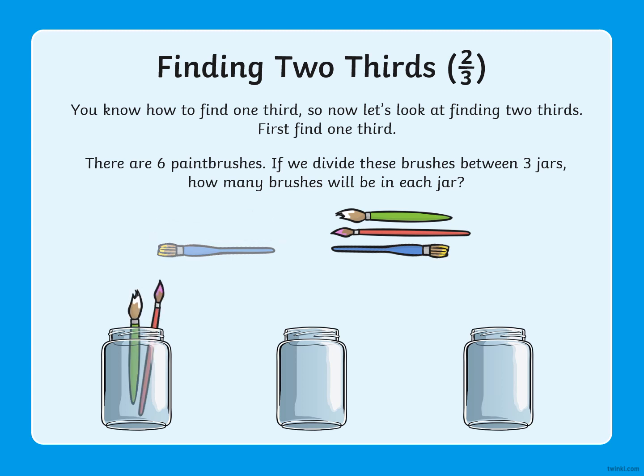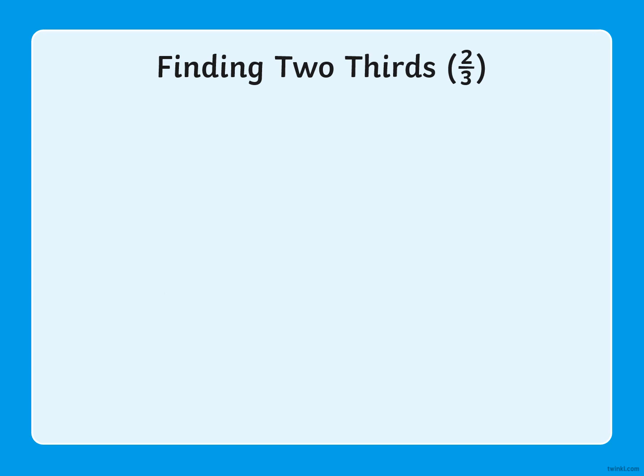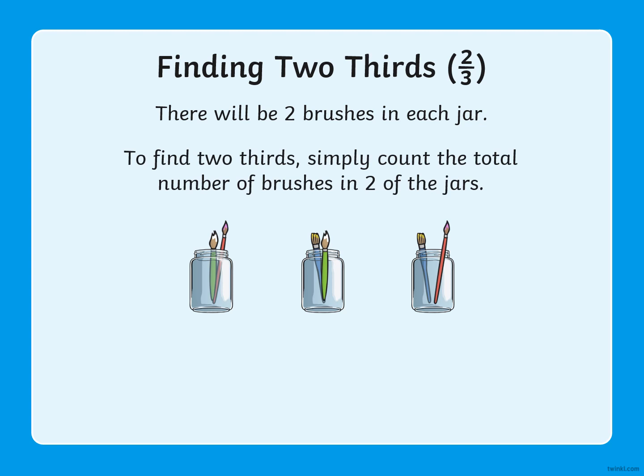So there's 1 paintbrush. Okay, so each jar has got. So if you said that there will be 2 brushes in each jar, you are correct. To find 2/3, simply count the total number of brushes in 2 of the jars.